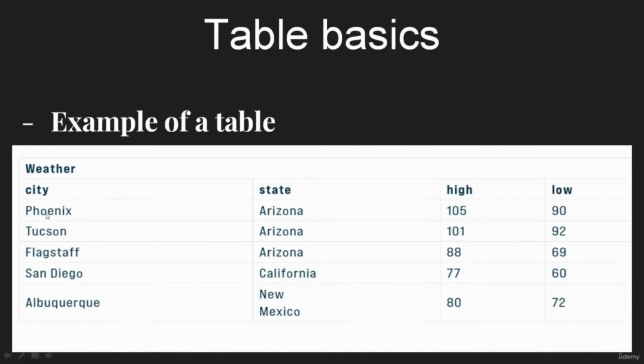So the city column generally tells us the names of the cities. Then state defines the various states where those cities are located. And in the high column, we have the highest temperature. And in the low column, we have the lowest temperature. So as you can see, all this information is stored within a table which is called weather.